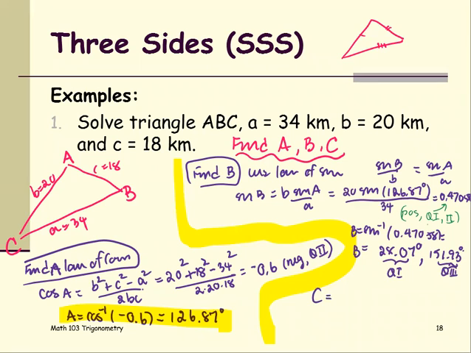If we use the first solution of angle B, C is going to be 180 minus 126.87 minus 28.07, and it turns out to be 25.06 degrees. So that's the first solution, where B is in the first quadrant.